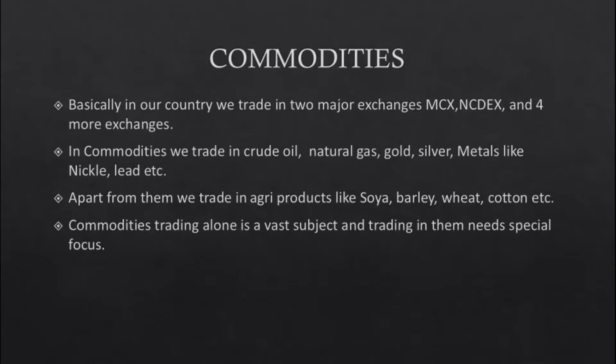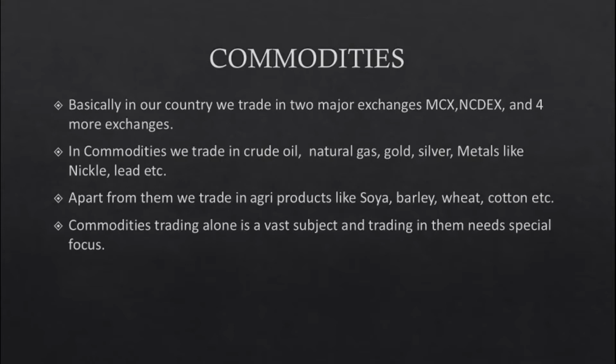Next we have commodities, which is another major market in our stock exchange. In our country we trade mainly in two exchanges. One is MCX, Multi Commodity Exchange, and the other is NCDEX, National Commodities Exchange. We have four more exchanges, but they are not required for us. Generally we trade in MCX or NCDEX only. In commodities we have crude oil, natural gas, gold, silver, and metals like nickel, lead, mercury. All these come under commodities traded on MCX. Whereas agri products like soya, barley, wheat, cotton, sugar all trade on NCDEX, the National Commodities Exchange.